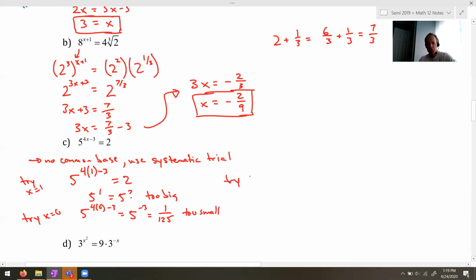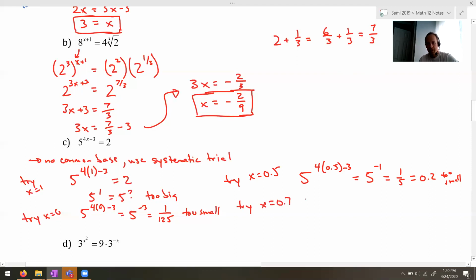So now you're maybe going to try x equals 0.5. So then you're going to go, okay, well 5 to the 4.5 minus 3, what's that equal to? And you're going to go, let's see, that's 5 to the power of 2 minus 3, so that's 5 to the power of negative 1. That's 1 over 5, so that's 0.2. Okay, and then we're getting a little closer, so it's going to have to be a little bit more. So that's still too small. That's just too small.